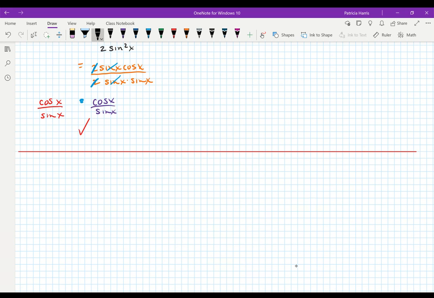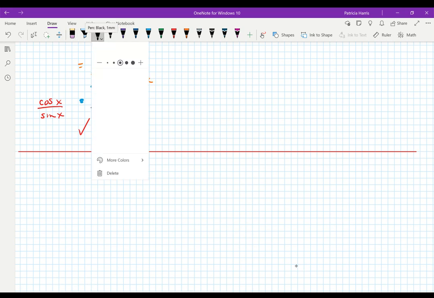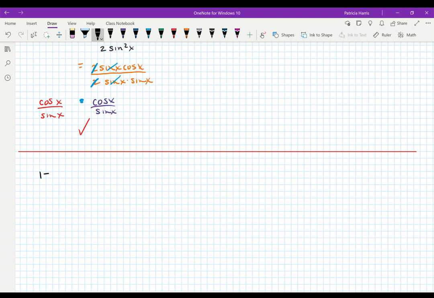All right, for this one, I have 1 minus cosine 2x divided by tangent of x is equal to sine 2x. Okay, so one strategy to solve an identity is to get everything in terms of sine and cosine. So again, cosine 2x, I'm going to use the sine squared one because I like it. And then tangent is sine x over cosine x.